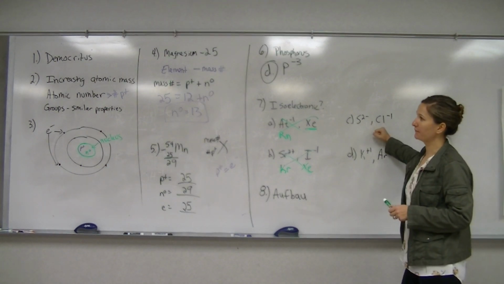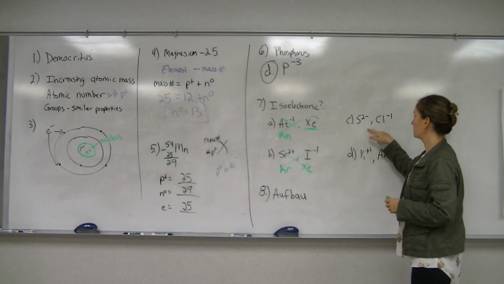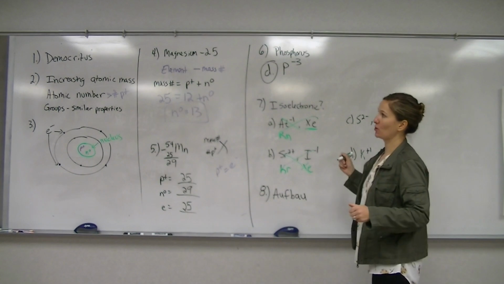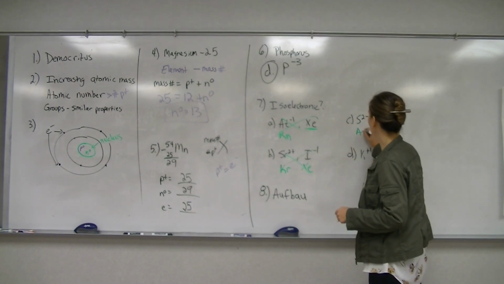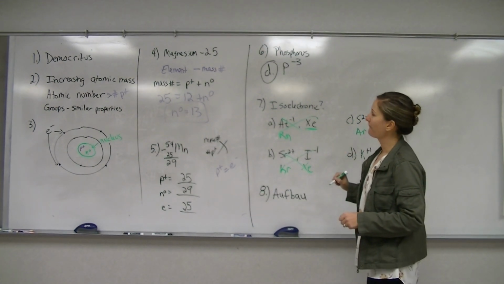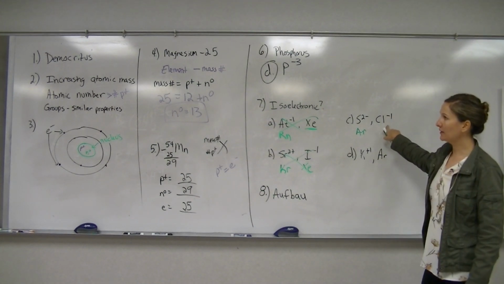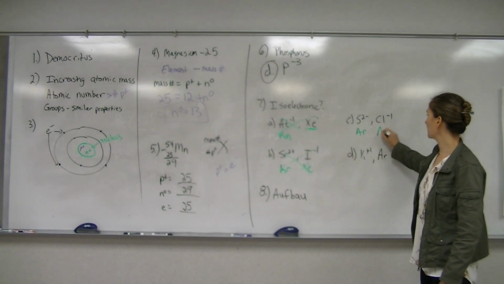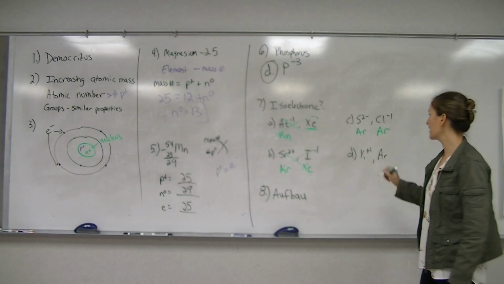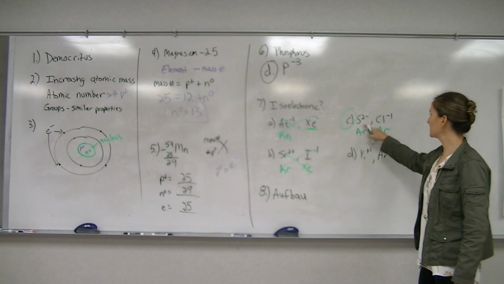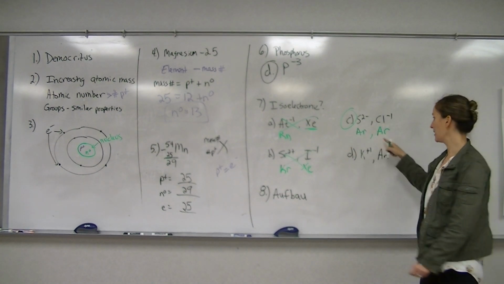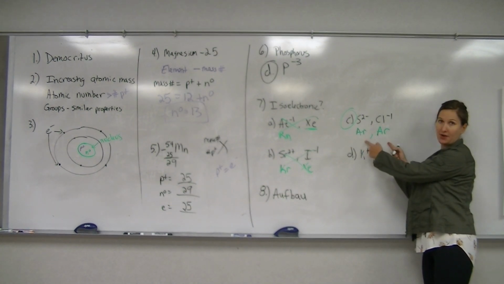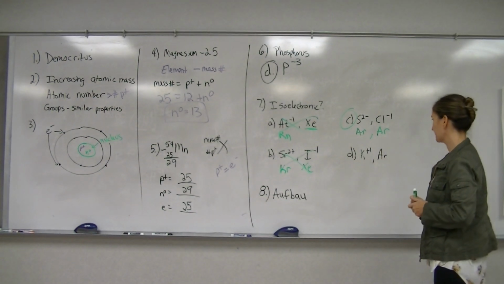Let's look at sulfur. So sulfur is a 2-, so a nonmetal gaining 2 electrons. It's going to have the electron configuration of the noble gas in the same row, which is going to be argon. Now looking at chlorine, chlorine is also in row 3. If it gains 1 electron, it'll be isoelectronic with argon as well. So yes, these two ions are isoelectronic because their noble gas is the same. They're isoelectronic with the same noble gas.